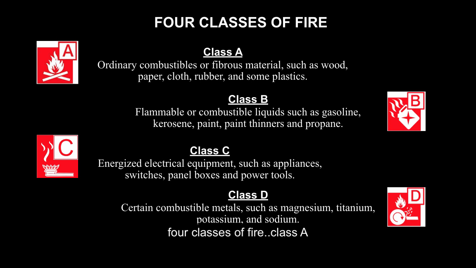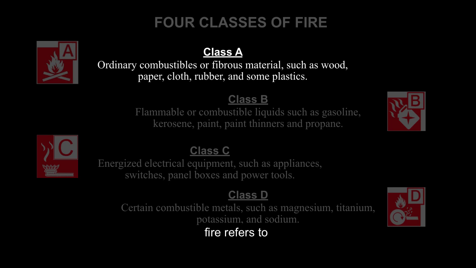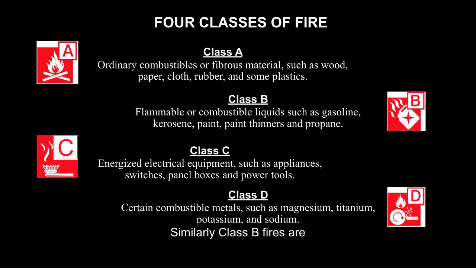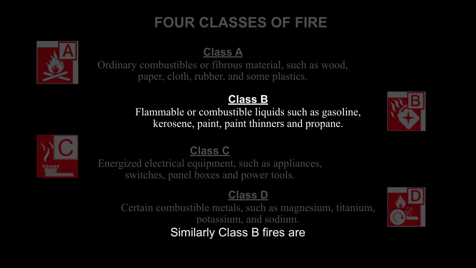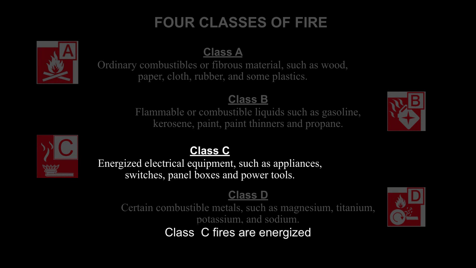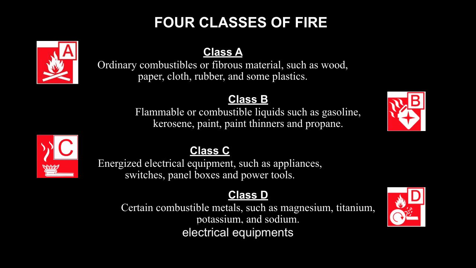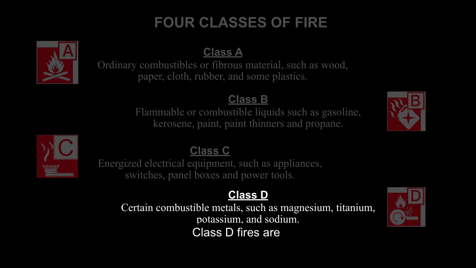Roughly, there are four classes of fire. Class A fire refer to ordinary combustibles or fibrous material such as wood, paper, cloth, rubber, and some plastics. Similarly, Class B fires are flammable or combustible liquids. Class C fires are energized electrical equipments. Class D fires are combustible metals.